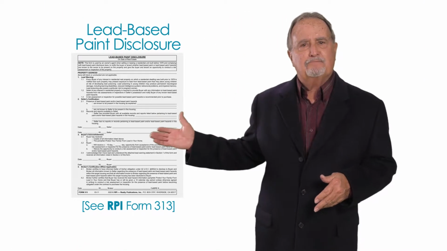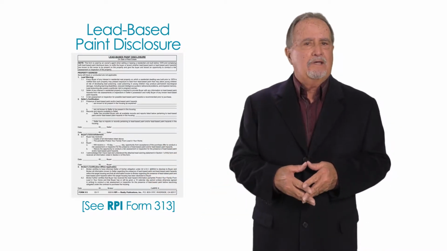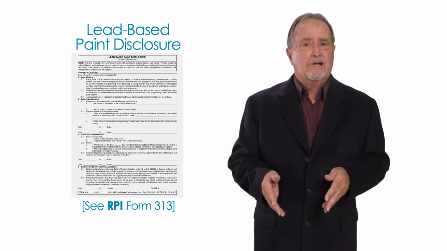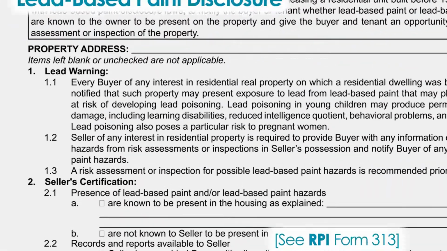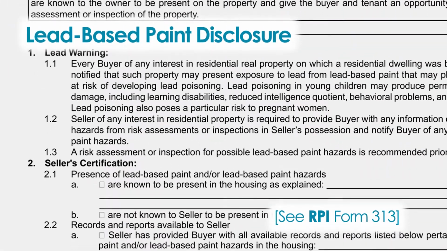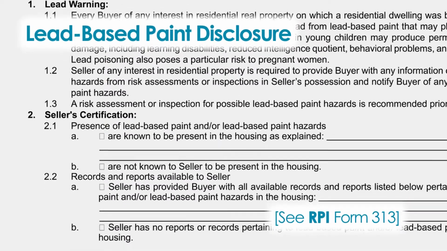A seller's agent uses a federally mandated lead-based paint disclosure when selling or leasing a residential unit built before 1978 to notify the buyer or tenant whether lead-based paint or lead-based paint hazards are known to the owner to be present on the property. The disclosure gives the buyer or tenant an opportunity to conduct a risk assessment or inspection of the property. The existence of lead-based paint is also disclosed on the TDS, and thus it is brought to the attention of a prospective buyer or tenant in two separate locations.